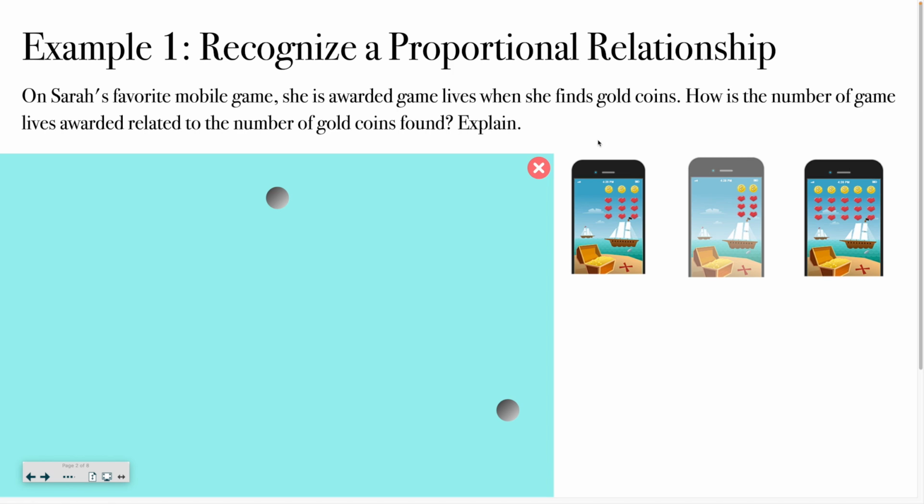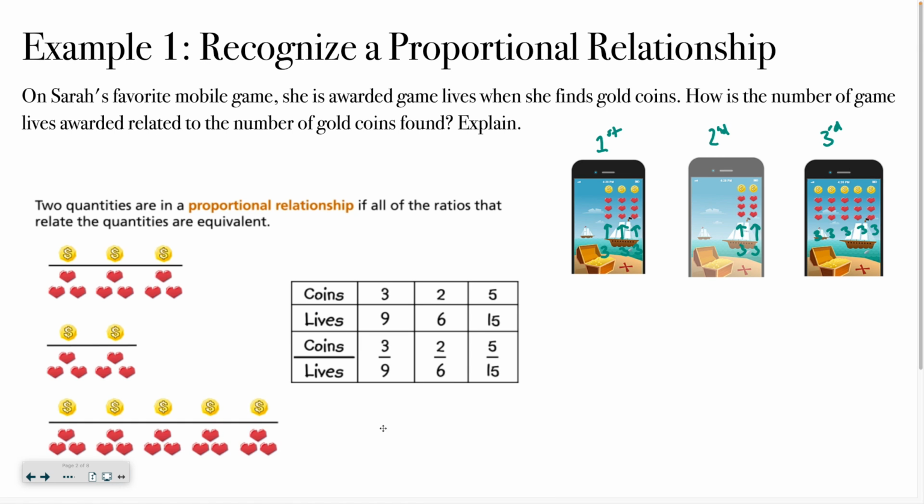In the first screenshot, there are 3 gold coins, and beneath each gold coin there are 3 hearts. In the second screenshot, I have 2 gold coins, and again there are still 3 hearts under each coin. And in the last screenshot, we have 5 gold coins, and again there are 3 hearts under each of them.